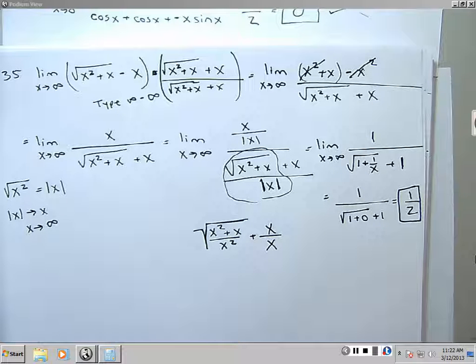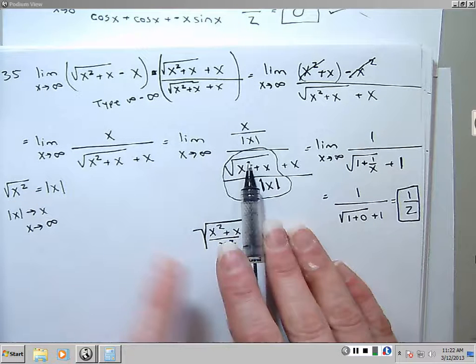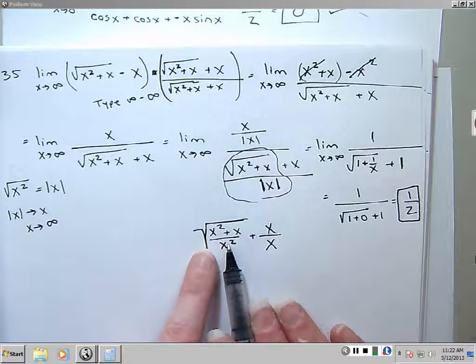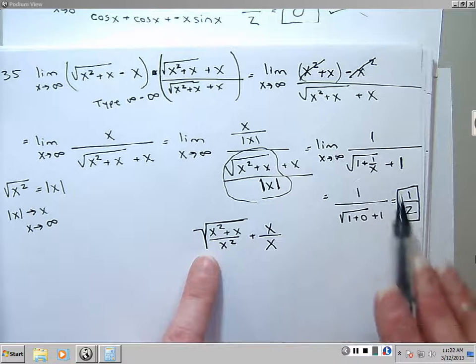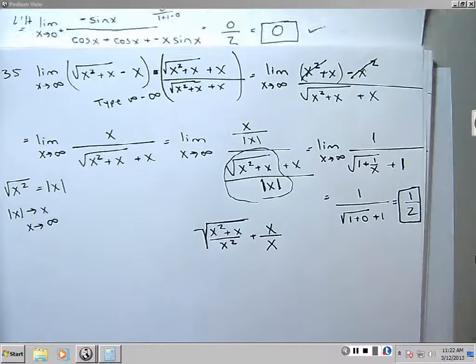So since it's the square root of x here, I can just pull it under this one radical and get 1 plus 1 over x. And then this would be 1, so this would give me 1/2. So you'll have a chance to write that up later.